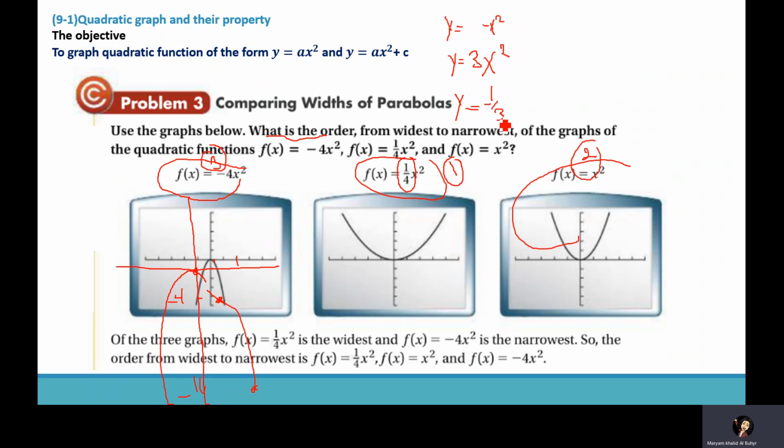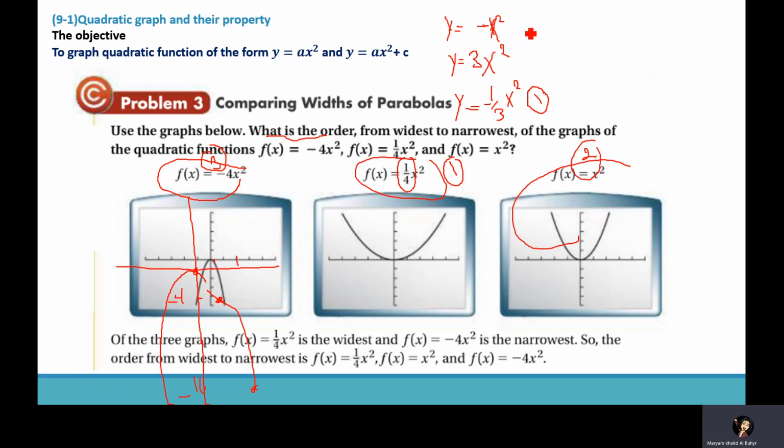-1/3 x to the power 2. I'll directly think about the absolute value. I'm not worrying about the sign. The sign will just play with opening up or down. So the widest one is the one with 1/3, because the absolute value of this coefficient is the smallest one. So this will be the widest one.